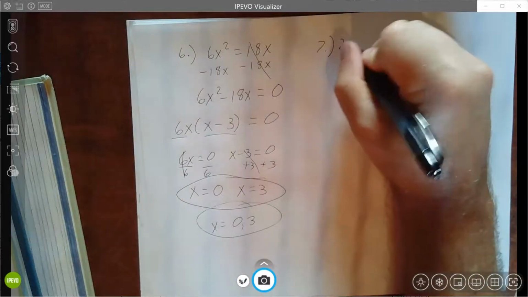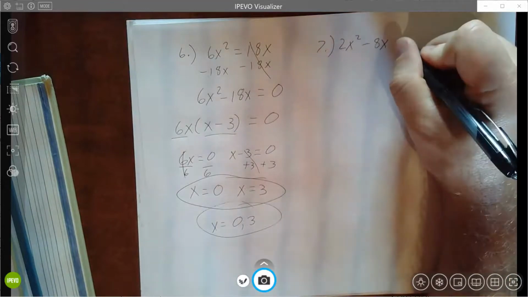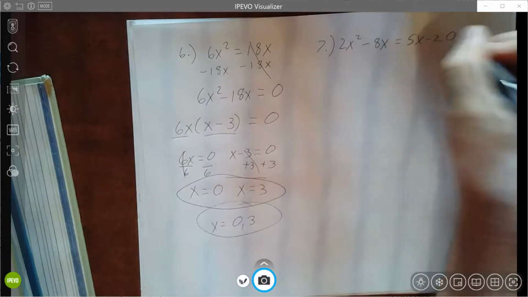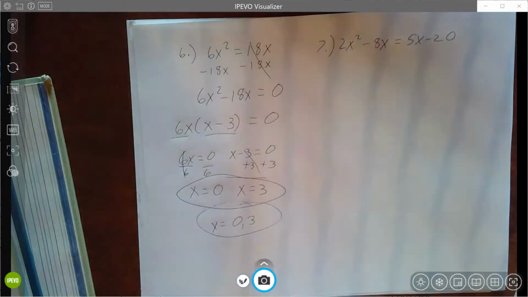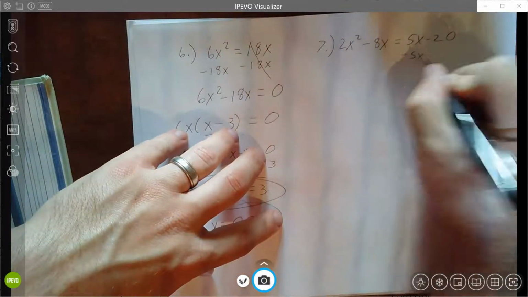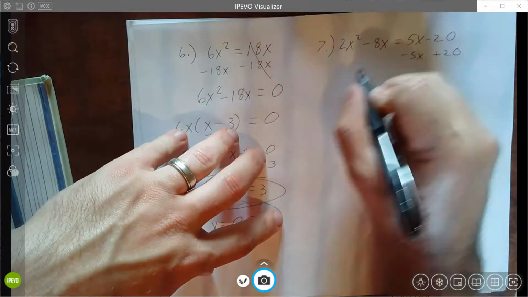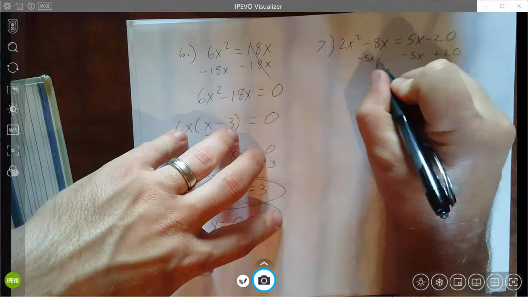All right, more. Okay, go ahead. What do I need to do here? What does one side of the equal sign have to be? It has to be 0. So move these two terms over by doing the opposite of what they're doing. I'm subtracting 5x. I'm adding 20 over here as well.